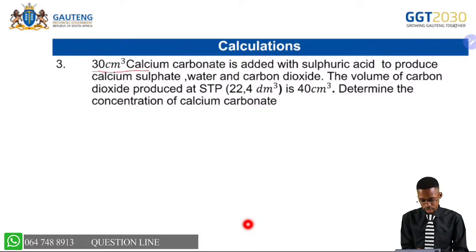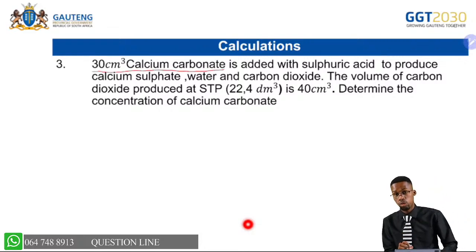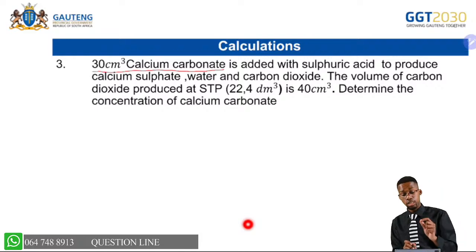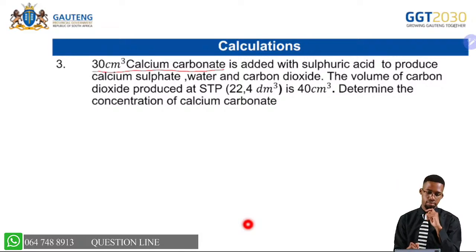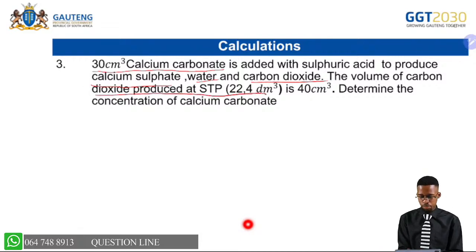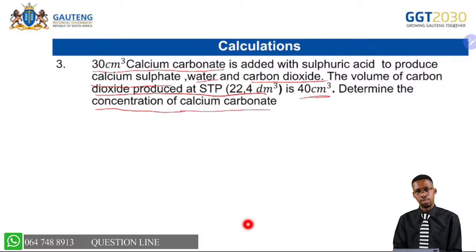30 cm³ of calcium carbonate. So this volume is attributed to calcium carbonate. It is added with sulfuric acid to produce calcium sulfate, water, and carbon dioxide. The volume of carbon dioxide at STP, and at STP we know that the molar volume is constant, 22.4, is 40 cm³. So the question says, determine the concentration of calcium carbonate.